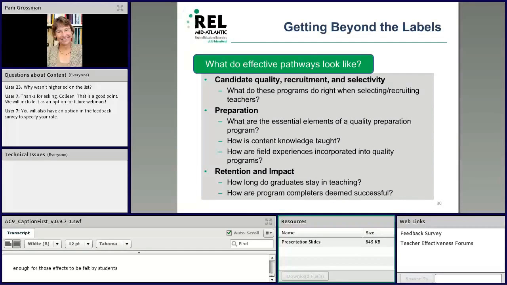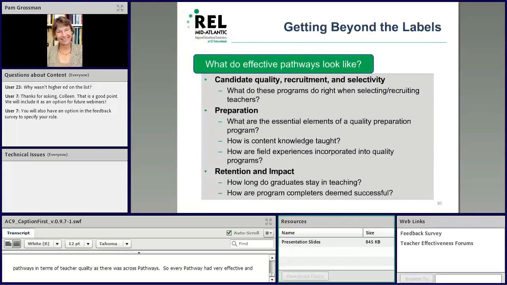When we think across all of these programs and think about what we would want to look at in defining an effective pathway, we have to look in some ways beyond the labels. One of the things that this research found was that there was as much variation within any of these pathways in terms of teacher quality as there was across pathways. So every pathway had very effective and less effective teachers.